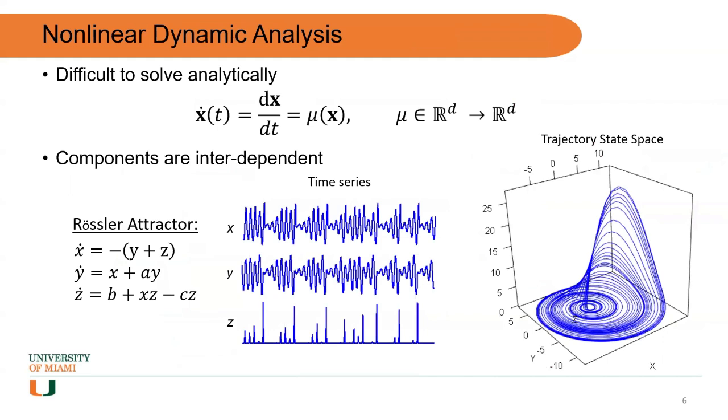So here comes nonlinear dynamical system analysis. Nonlinear dynamical systems are often difficult to solve analytically, and the components of these systems are often interconnected and interdependent. As you can see here, this Rössler system can be described by these three mathematical equations. Based on these equations, we can gather the time series data. And based on this time series, we can form a trajectory in space to further study the underlying nonlinear dynamical system.